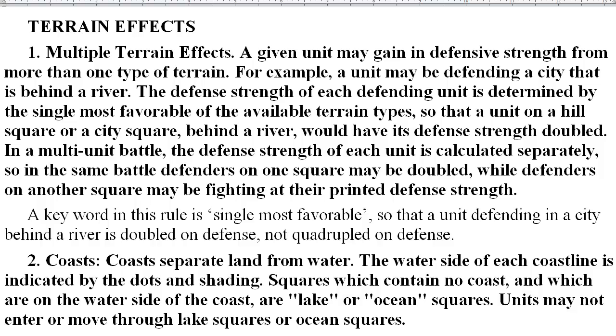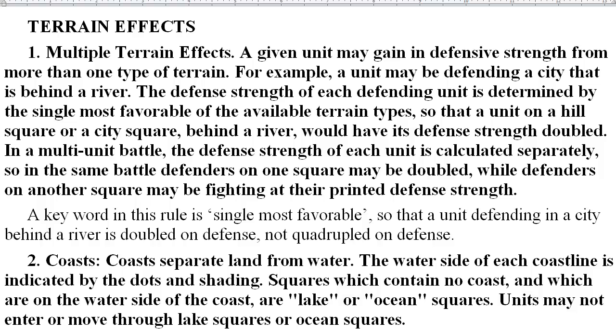If you have several defenders and several attackers all in the same battle, which can happen under several conditions, the defense strength of each defending unit has to be calculated separately. For example, some of the defending units may be in clear terrain and fight with their normal defense strength. Others may be in a city and be doubled on defense. Still others, this gets a little complicated, but it can be pulled off, may be on a hill and their defense strength is only increased by 50%. So you have to calculate for each defending unit how terrain affects its combat strength.